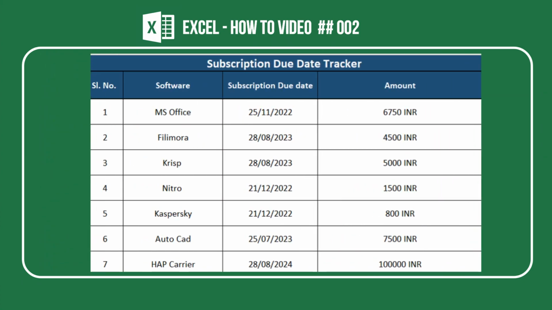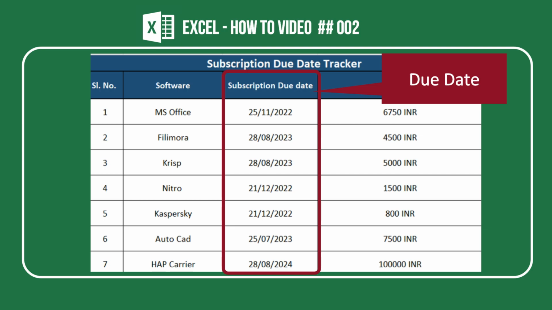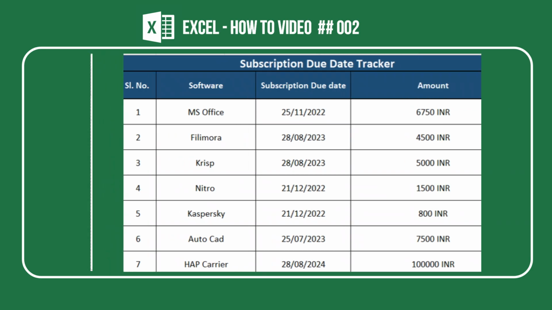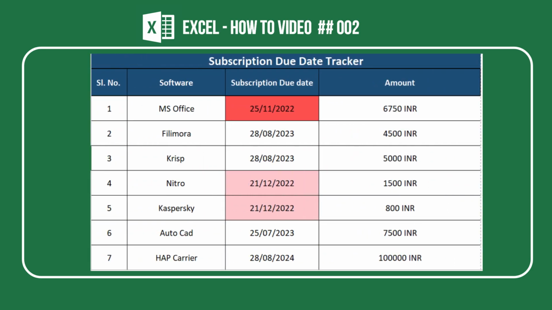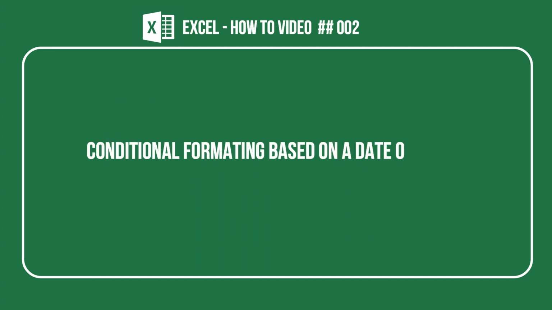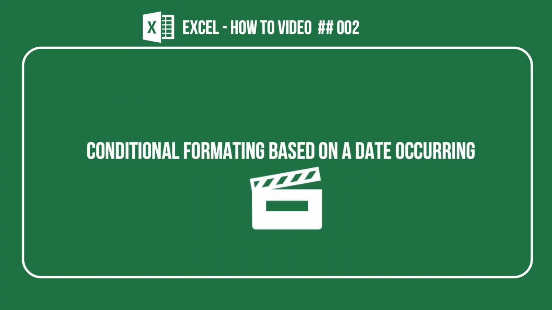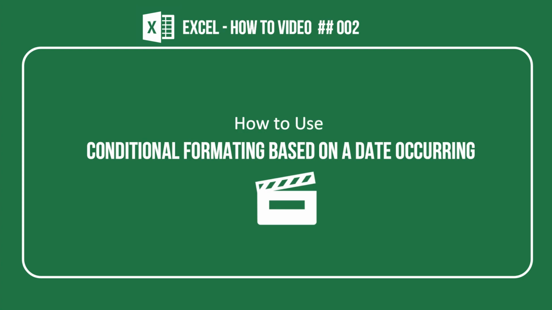Or another example is simply my software subscription tracker. This table does tell me when my software subscription is going to expire, but does not alert me instantly. Well, this table does it. All this is in fact possible in Excel by a simple functionality called conditional formatting based on a date occurring. In this video, we'll see how to use conditional formatting in Excel based on a date occurring.